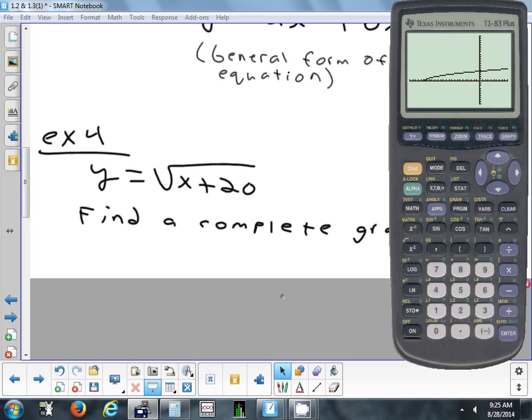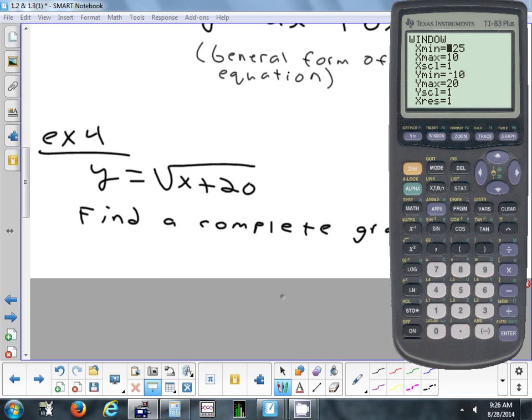Okay? So for a complete window, what I would do on your paper is write down exactly what you have right there. And you can write it if you want. Negative 25 to 10 by negative 10 to 20. Not the only right answer, but that is one.